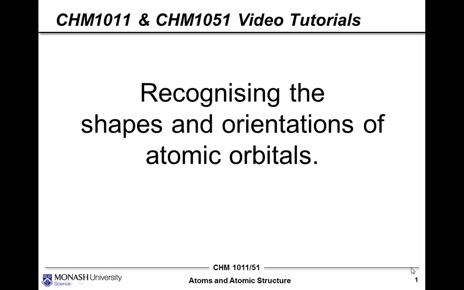Welcome back to another Monash chemistry video tutorial, and this time we're going to talk a little bit about atomic orbitals and just learning how to recognize the shapes and orientations for these different atomic orbitals. We usually recognize the different atomic orbitals either by their labels, and some of the labels that you might get familiar with are things like 1s, 2p, 3d, and so on.